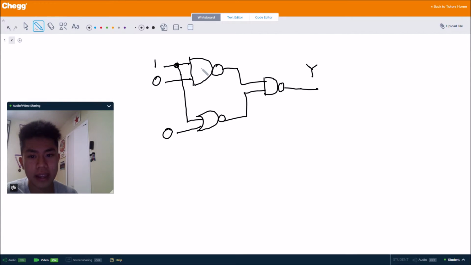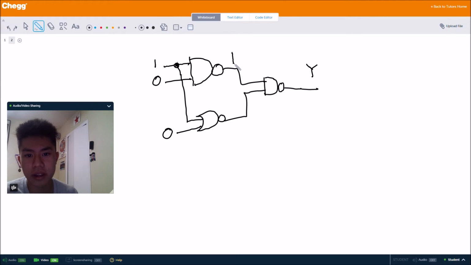Here we have a NAND gate, and its inputs are 1 and 0, right? So a NAND gate, you can just think of it as an AND. Think what an AND gate would do and then invert that. So if an AND gate took a 1 and a 0, it would output 0, right? Because 1 and 0 makes 0. But this is a NAND gate, so you do the opposite. It's going to output a 1.